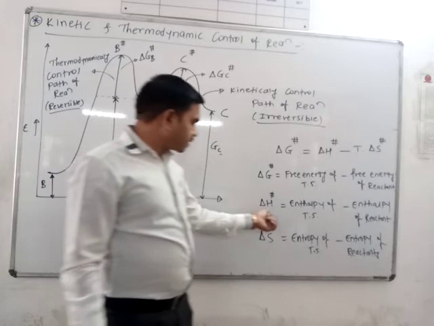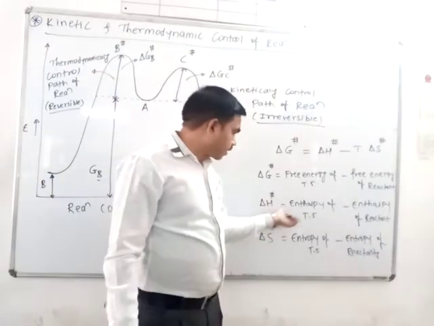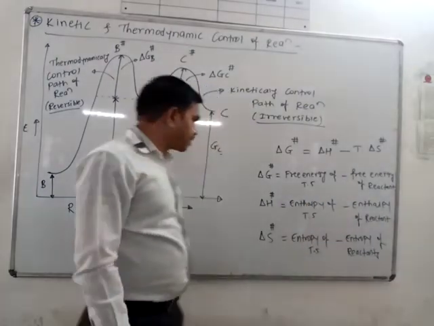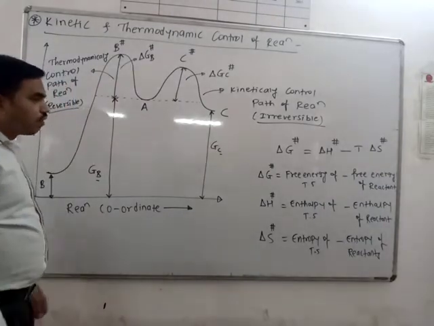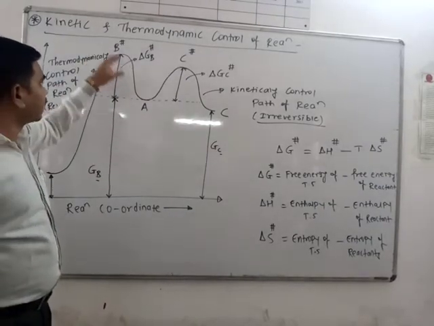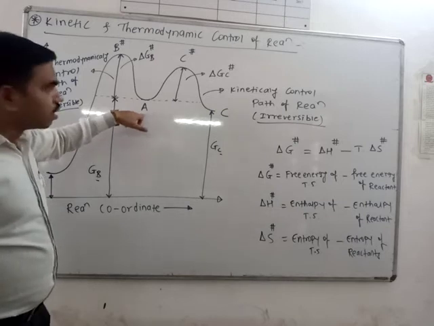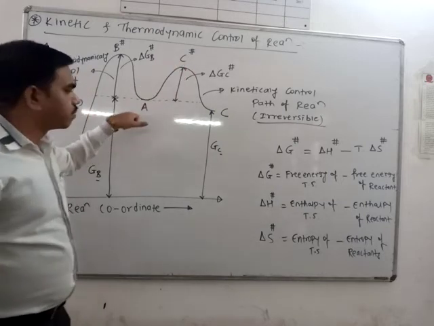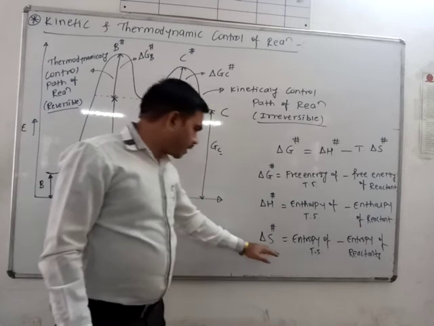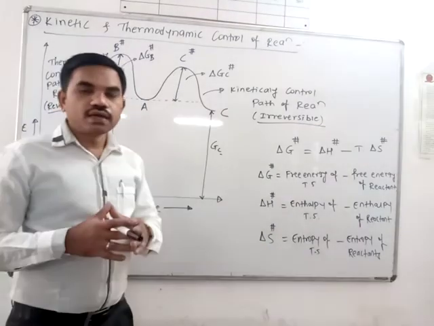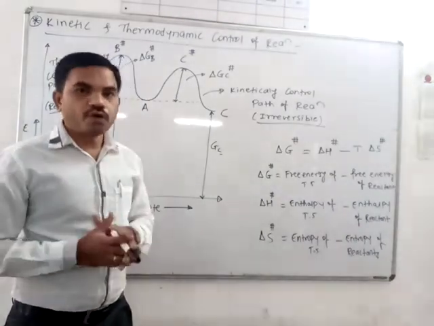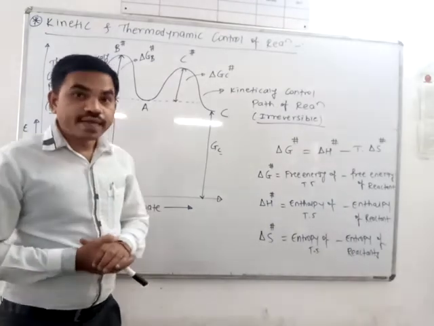Now what is my delta H? Enthalpy change. Enthalpy of TS minus enthalpy of reactant. And what is my delta S? Delta S means entropy. Entropy means randomness of the reaction.